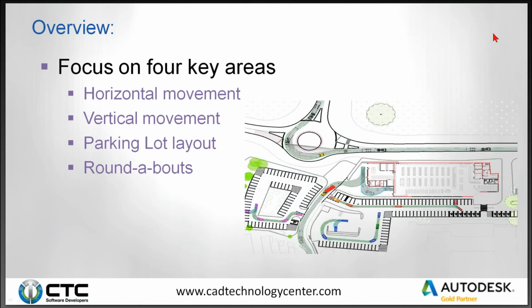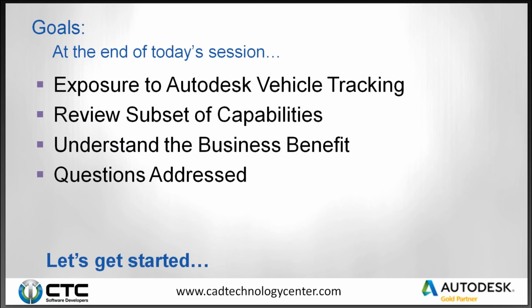So I'm going to focus in on 4 key areas today: horizontal movement, vertical movement, parking layout, and roundabouts. Those are the 4 big features within vehicle tracking. At the end of the session, hopefully you'll have a better exposure to vehicle tracking. You'll understand the 4 concepts, the subsets of vehicle tracking, the business side of it, how the return on investment will help you, and then if there's any questions, we'll be able to answer those at the end. So let's go ahead and get started.